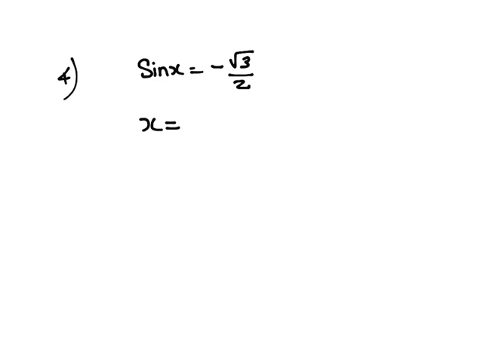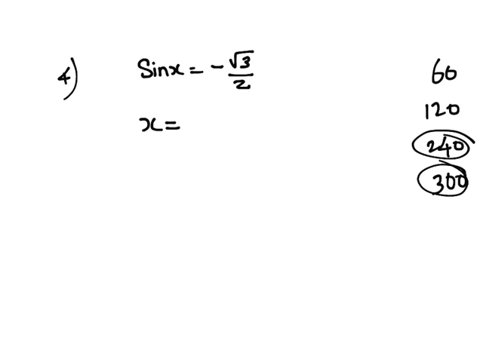Now ignore this minus sign and let us consider sin x equal to root 3 upon 2. We know that sin 60 degrees equals root 3 by 2. Let us see what are the angles associated with 60: 60, 120, 240 and 300. Now since the sin value is negative, it has to be in the third and fourth quadrant. So the answers are 240 degrees and 300 degrees. Very, very simple. Let us look at another problem.